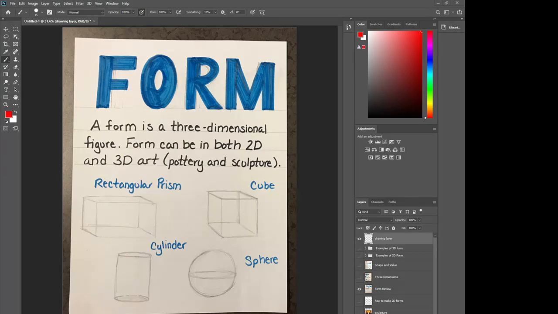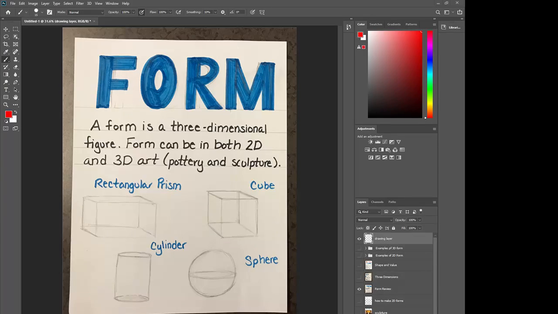Hello, kindergarten. Today we're going to be talking about another element of art. This time we're going to talk about the element of form. Okay, so form is very similar to shape, which we talked about last lesson.